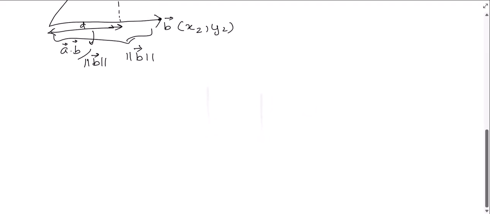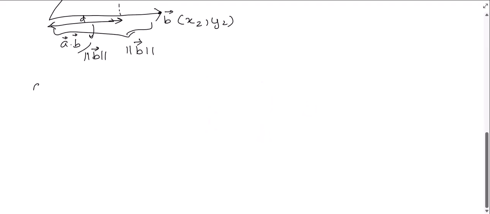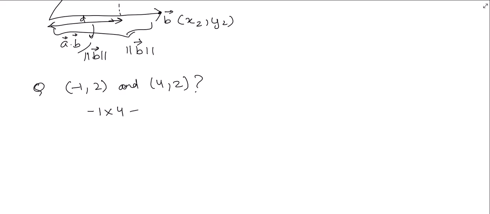But to understand this more, let's solve a question. Given 2 points, minus 1 comma 2 and 4 comma 2, what will be the dot product of this? So given that, it will be something like minus 1, 4, 2 and 2.